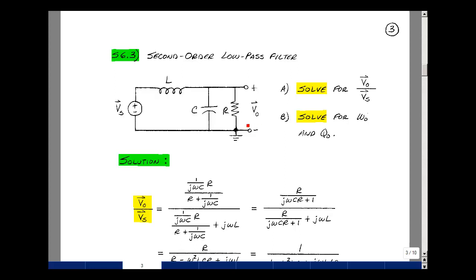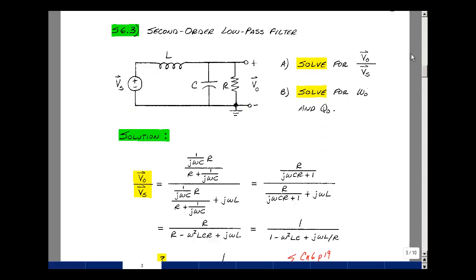Could you solve for V out over V sub S, and then use that to find omega naught and Q naught? Well, we have a voltage divider of this impedance with this one. The impedance here will be product over sum, so 1 over j omega C times R divided by R plus 1 over j omega C, voltage divided with omega L. Let's multiply numerator and denominator by j omega C. This term becomes just R.